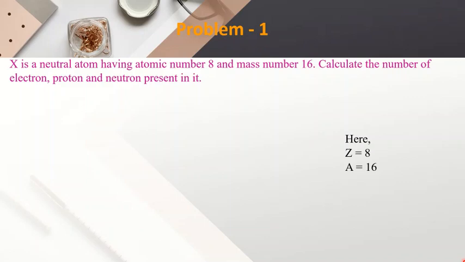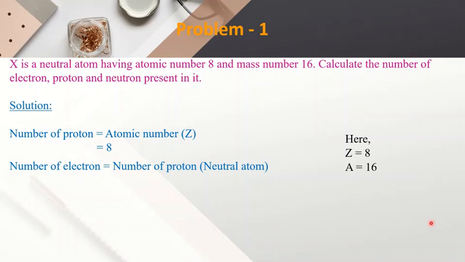Dear students, X is a neutral atom, and for a neutral atom we know proton number and electron number are the same. Atomic number is given as 8, that means proton number is the atomic number, that is 8. So number of protons of X is 8. Now number of electrons is also the number of protons because X is a neutral atom.